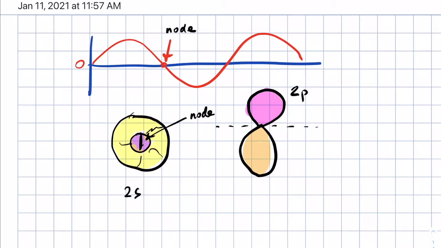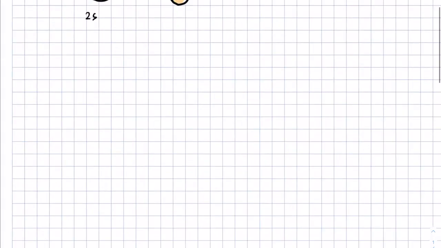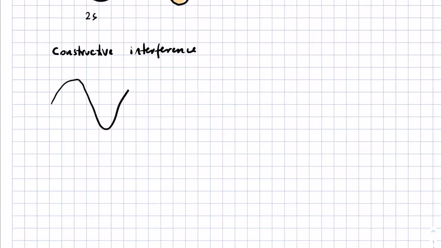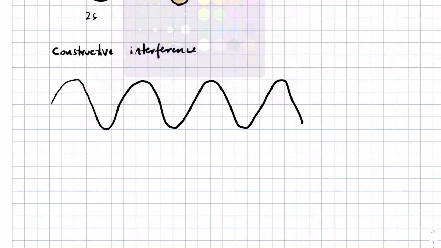One of the great things about waves is they can superimpose with each other. They can interact via constructive interference or destructive interference. So let's think about constructive interference with waves. This is where you have a waveform that looks like this, and let's say it's propagating in this direction with time.